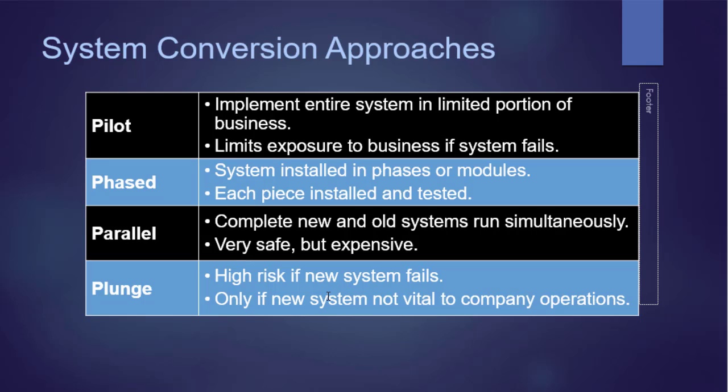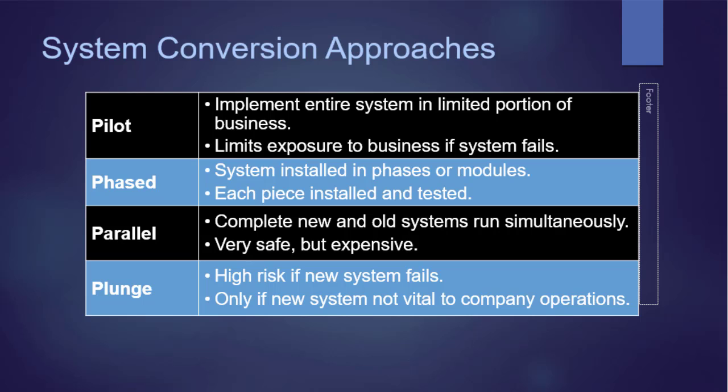Now the last type of conversion is called the plunge, and it's the most risky and the least expensive. That means with the plunge approach, you're going to say on a certain date we're converting over to the new system. So everybody has to get that new system up and ready and make sure it's tested, ready to go. You finally do the plunge.